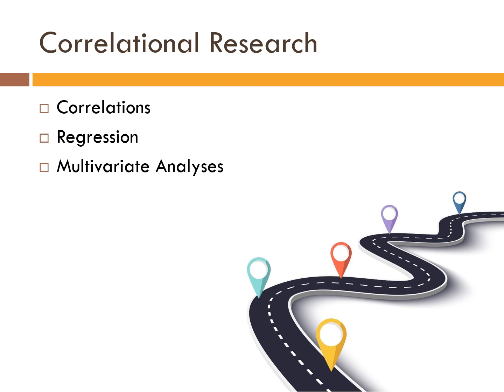First, we're going to have the major portion of today's lecture on correlations, which are the most basic form of correlational research. We're then going to segue into regressions, which help to build upon correlations, moving from just understanding the relationship between variables to predicting one variable from the other. And then finally, we're going to end on multivariate analyses, which are when you take more than 2 variables and see how they're related to each other.